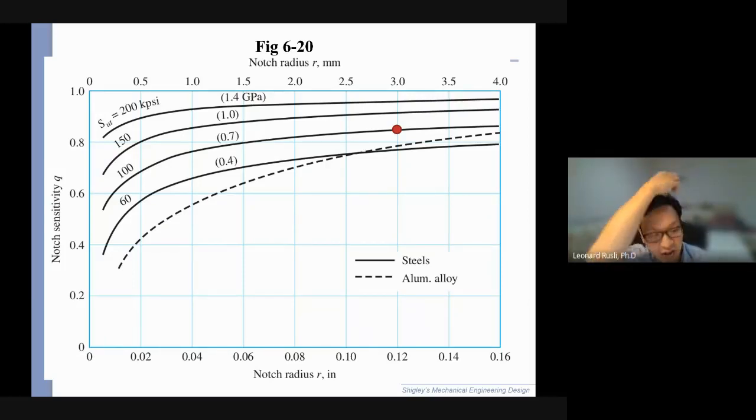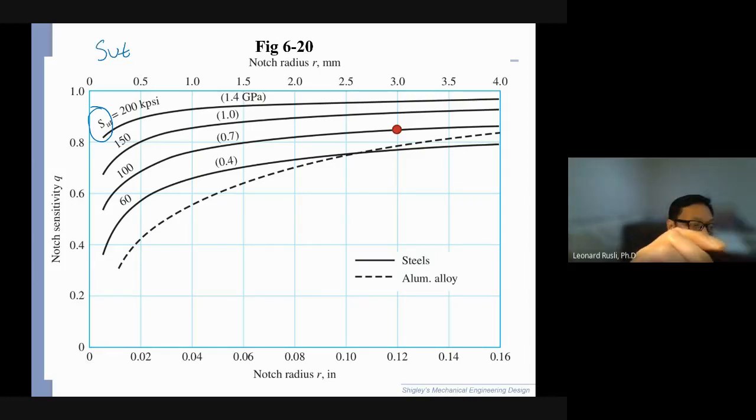Q is the notch sensitivity. The way you look it up is from the SUT, which is the ultimate strength, and the material here has SUT of 690 megapascal. This is an example from the textbook, by the way, so you can always consult the textbook if my problem statement somehow is not clear. Maybe I deleted some of the properties from the problem statement.